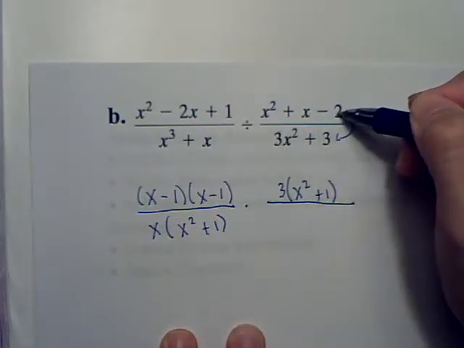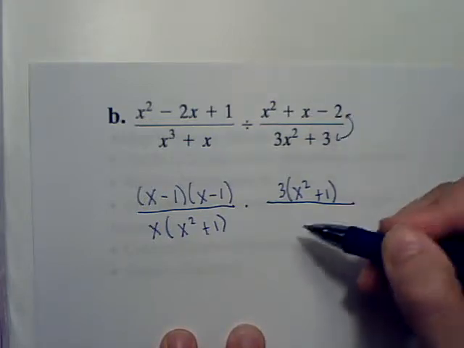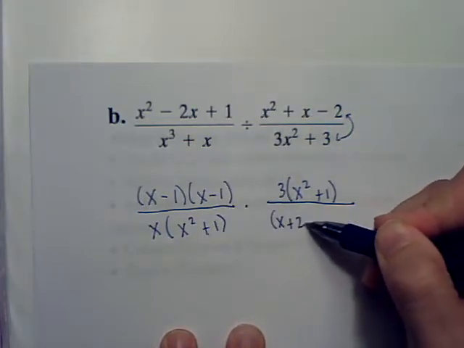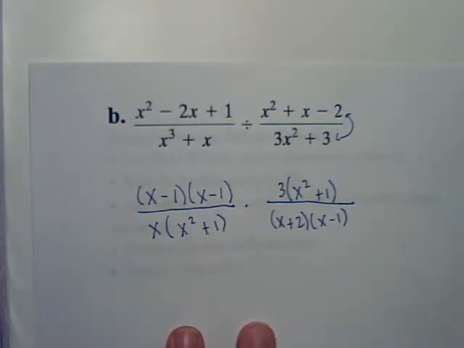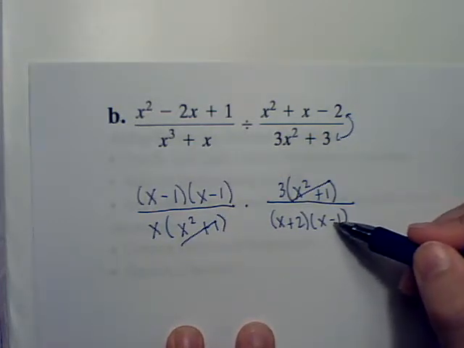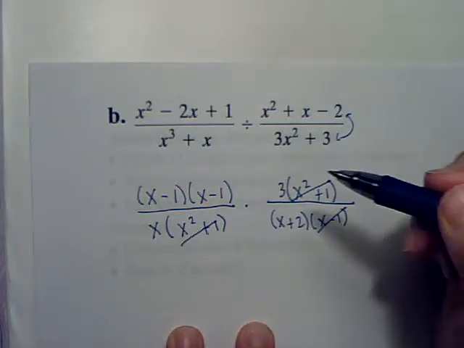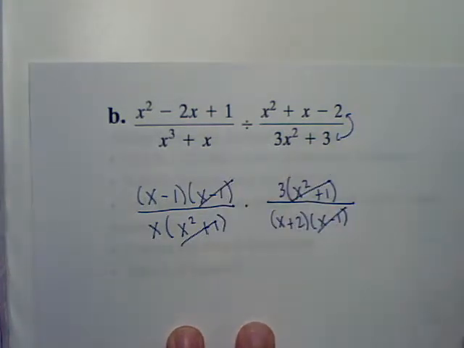And then here, two things that multiply to be negative 2 and add to be 1 would be x plus 2 and x minus 1. So if we look at it, we can cancel out the x squared plus 1 and x squared plus 1. And then we can also cancel out the x minus 1 and x minus 1 here.